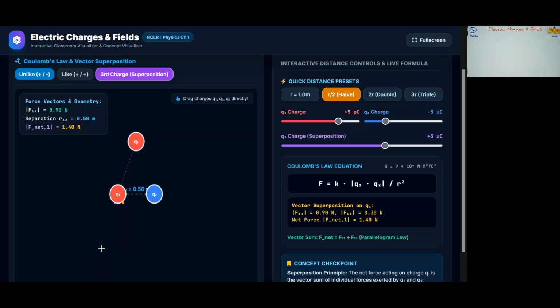According to the principle of superposition, the total electrostatic force on any charge is the vector sum of the individual forces exerted by all other charges. So that's why I am putting F net 1 equal to F12 plus F13. F12 means the force between charges 1 and 2, 0.90 Newton, and F13, the force between charges 1 and 3, 0.30 Newton. So net force means we have to add those values, which gives 1.40 Newton. Clear? Okay.